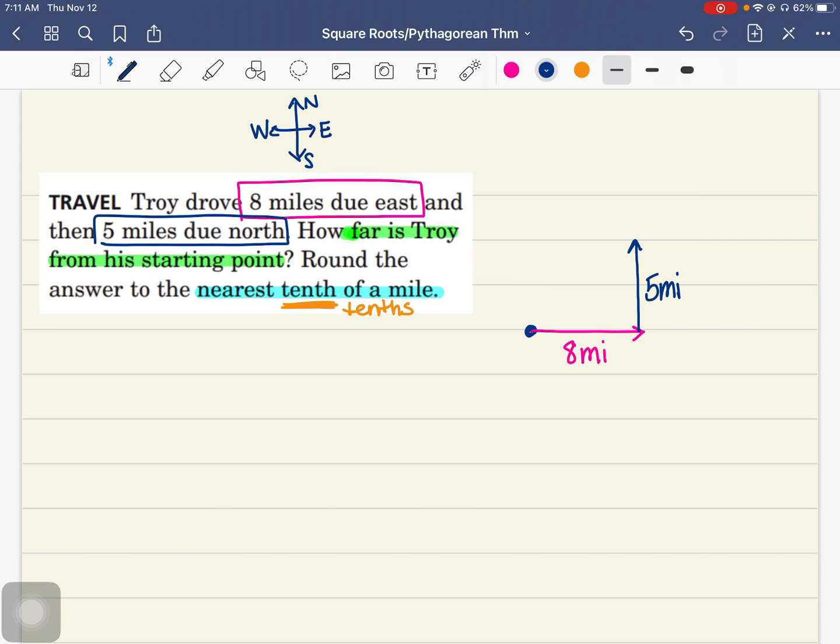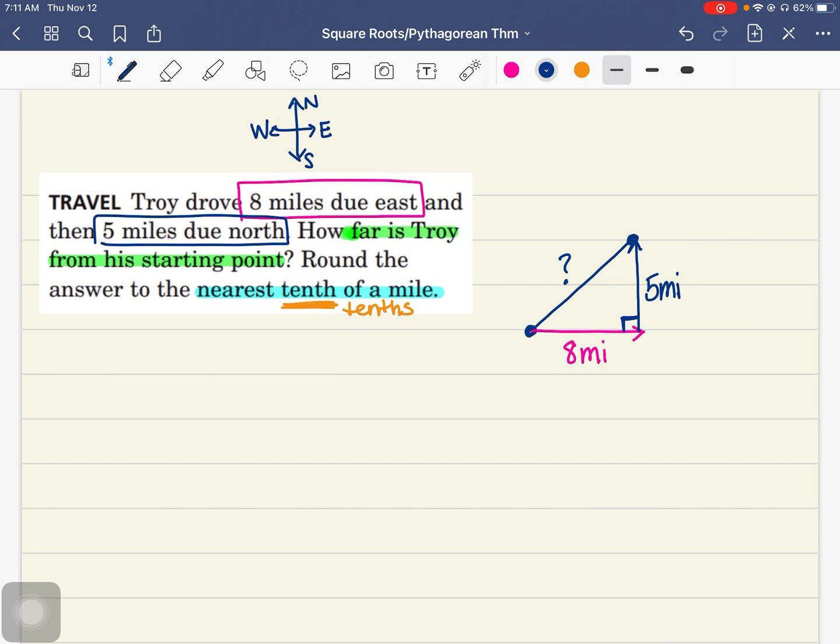And they want to know how far, so this is where he ended up. How far is he from his starting point? So this is the starting point. This is where he ended. So they want us to find that. What's that? Okay. Now, because he went east and then due north, this is a 90-degree angle.